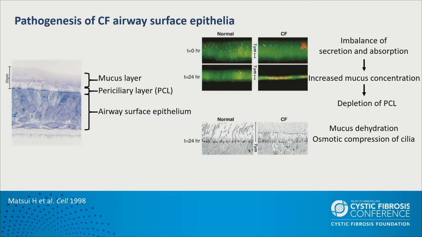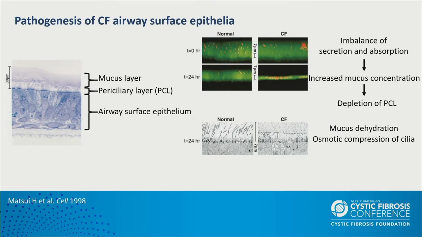Now I'm explaining some pathogenesis of CF airway surface epithelium. As all of you know, cystic fibrosis is a genetic disease caused by CFTR mutation that results in the dehydration of the airway surface. The left panel is the magnified image of airway surface epithelium, and surface epithelium has a multi-layer pseudostratified structure with many ciliated cells on the top. This ciliary layer is called the periciliary layer, PCL, and above the PCL, we have the mucus layer.